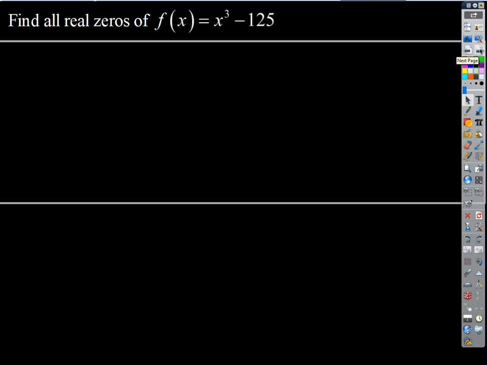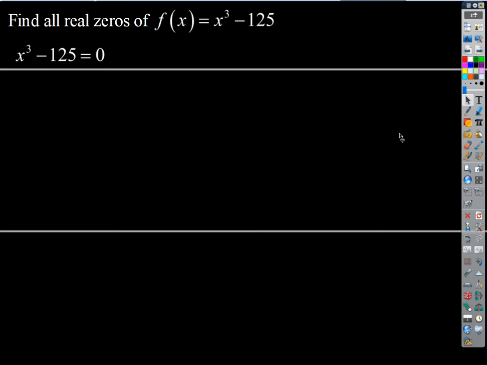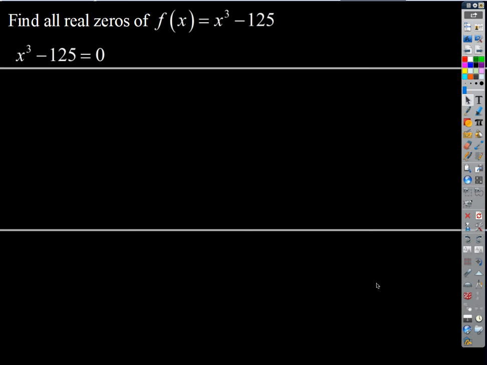So what about this one? We're going to find all the real zeros of x cubed minus 125. Just a little review of stuff we're doing now. What would we do there? What's it mean when I talk about zeros? Zeros of a function are where it crosses the x-axis, where the function equals 0, right? So we're just going to set the function equal to 0 and solve. How do I solve that one?